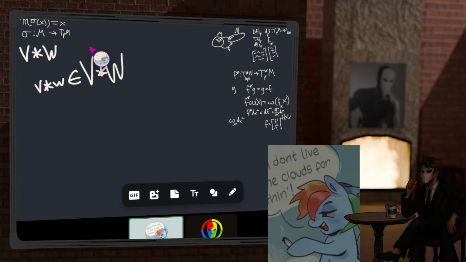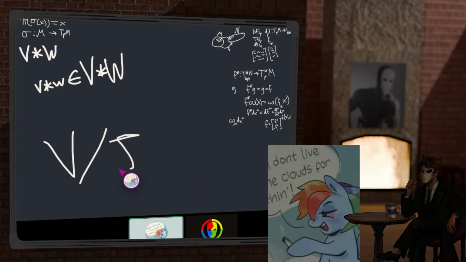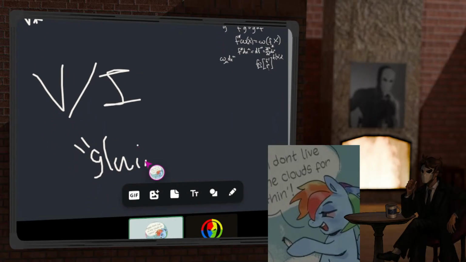Okay, so next step. We have what we call quotient spaces, which is much more of a linear algebra thing. I'll give a quick rundown. So we have some vector space V, and then we quotient out some vector space I. It's basically almost like a way of gluing.